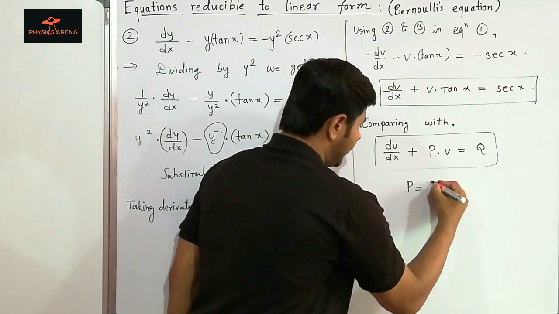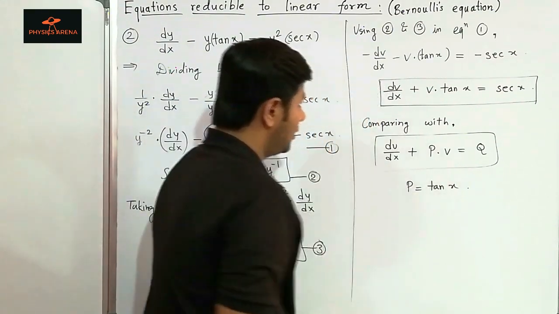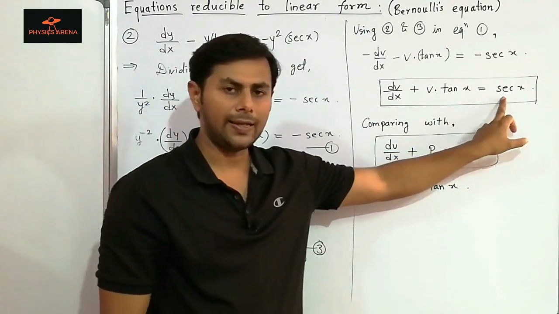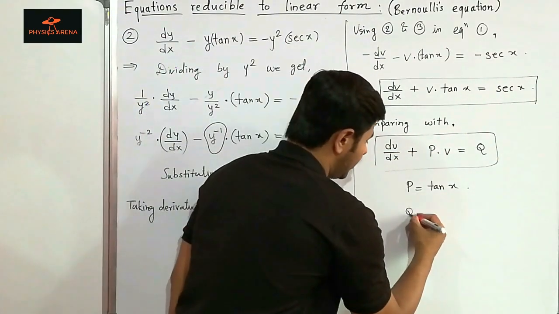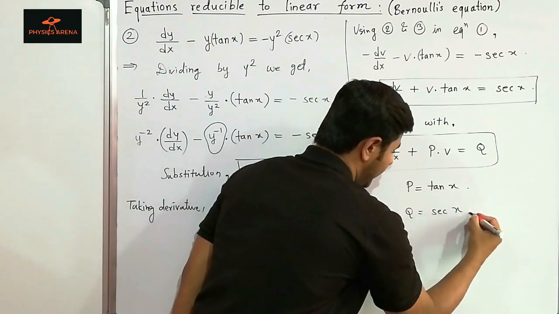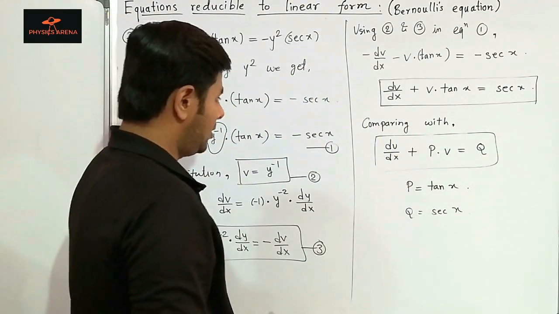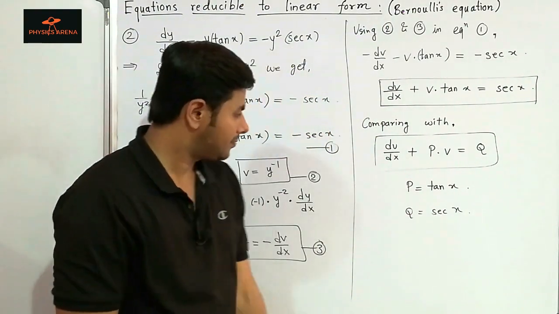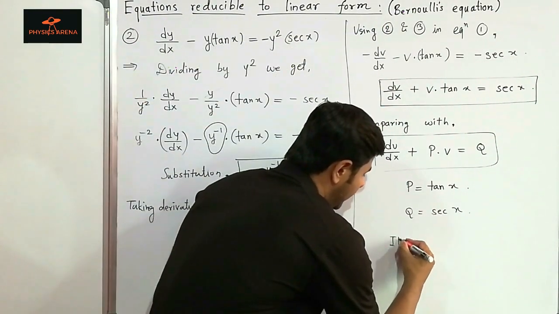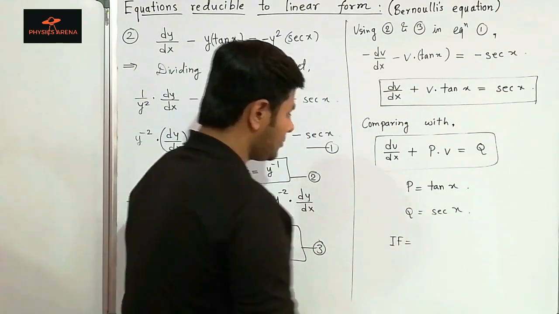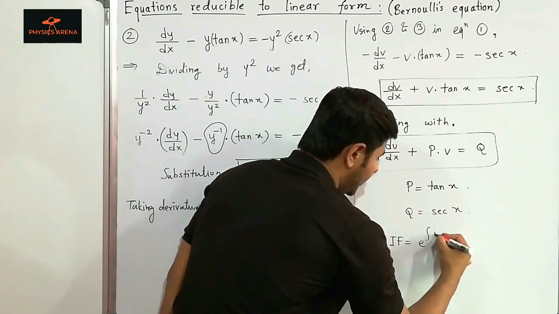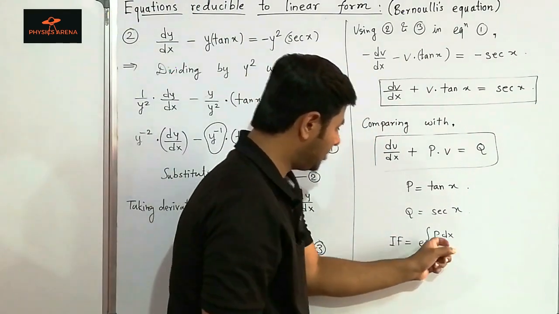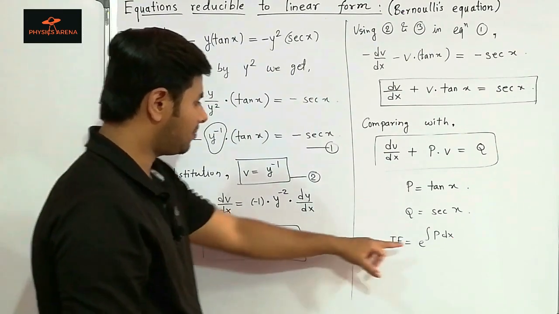So p is tan x, and from this and this term we have q equals to sec x. So q is sec x, and next step is to find the integrating factor, and we know that the integrating factor is e raised to integral of p dx. So we need to find this integral, the integral of p dx.